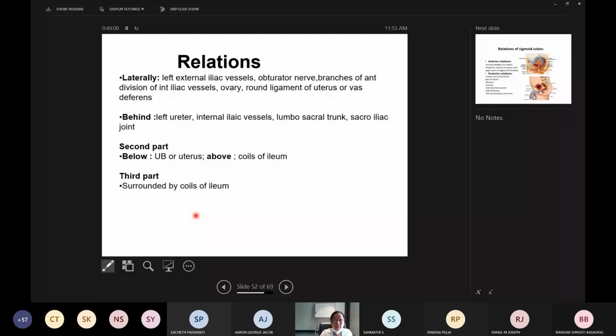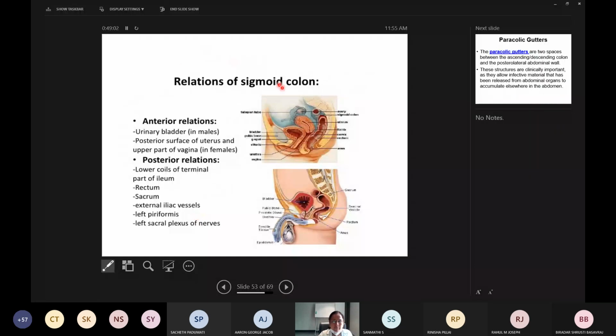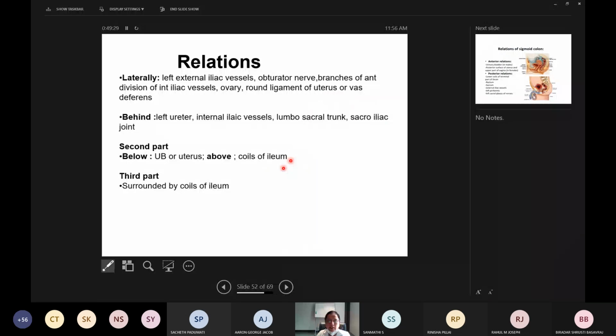So relations: anteriorly, it will be related to the urinary bladder in males, and in females it will be related to the uterus, and behind it will be mainly related to the rectum. This is the rectum in both males and females. Then the sacrum, you will be having the sacrum here. Then the external iliac vessels will be running here. So these are the anterior and the posterior relations.